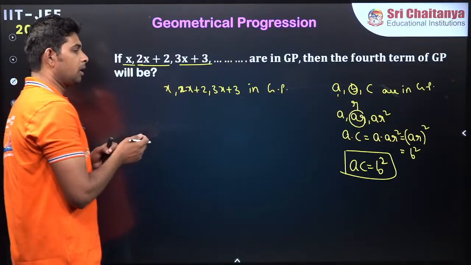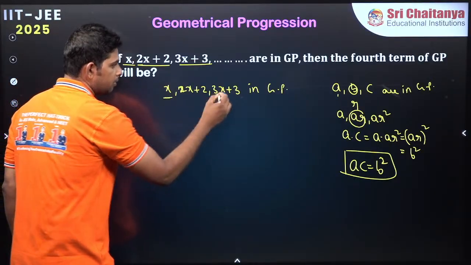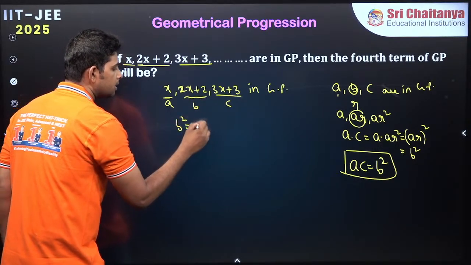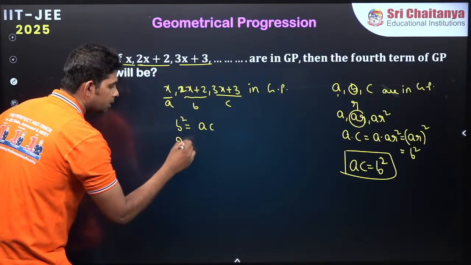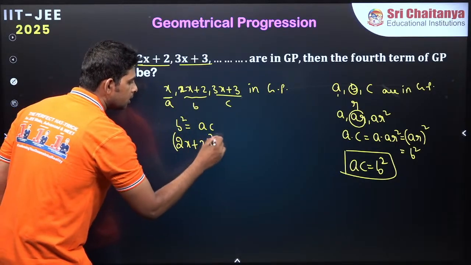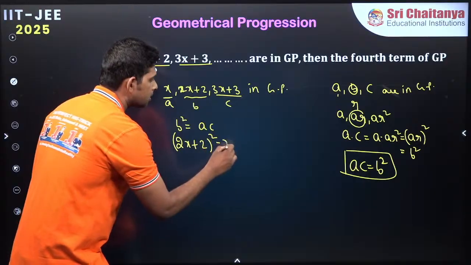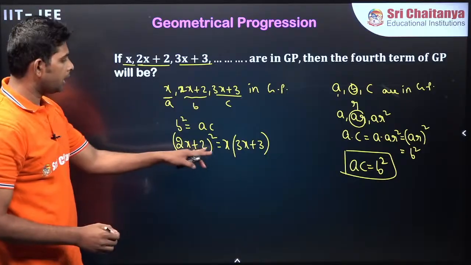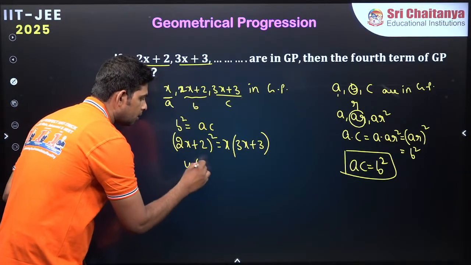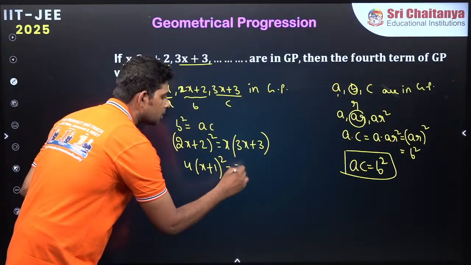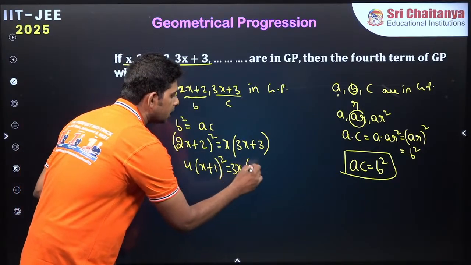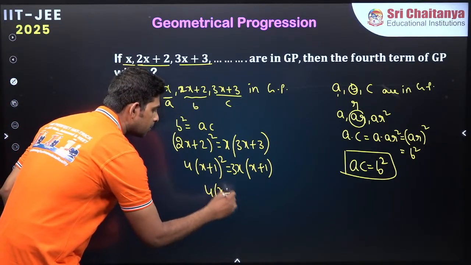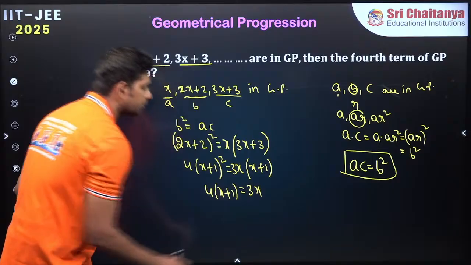Now let us use the same thing over here. This is A, this is C, and this one here is B. So B square is equal to AC. What do we get? 2x plus 2 whole square is equal to, A as x and C is 3x plus 3. You can take 2 common, that is giving us 4 times x plus 1 whole square, equal to x into 3 common, that is 3 times x plus 1. Now x plus 1 is common, what are we left with? 4 into x plus 1 is equal to 3 into x.